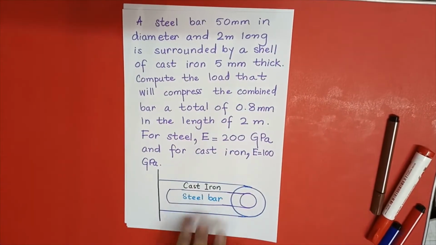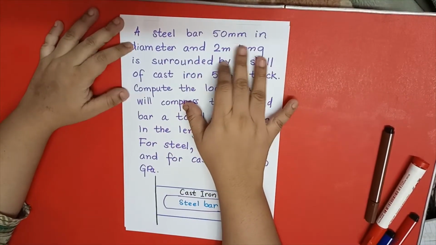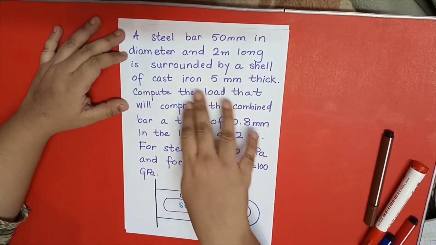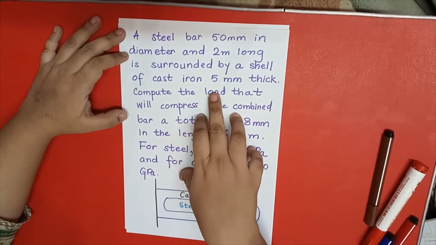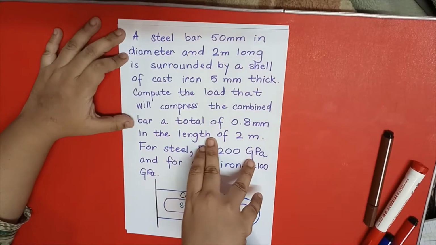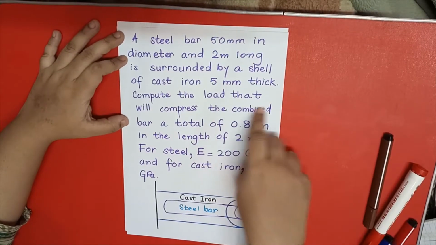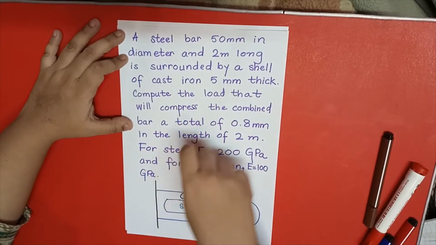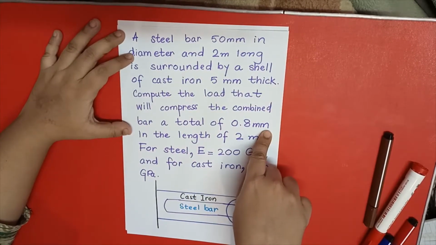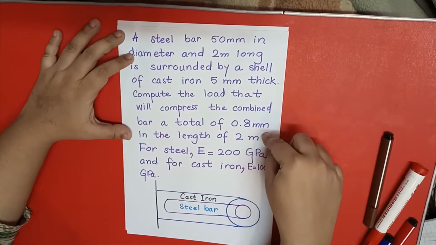Here it is saying that we have a steel bar of 50 millimeter diameter and its length is 2 meter, surrounded by a shell of cast iron. So the steel bar is coated with cast iron that is 5 millimeter thick. Compute the load that will compress the combined bar a total of 0.8 millimeter. So we have to find the load that will compress the bar a total of 0.8 millimeter, that is, the deformation in the length of 2 meter must be 0.8 millimeter.